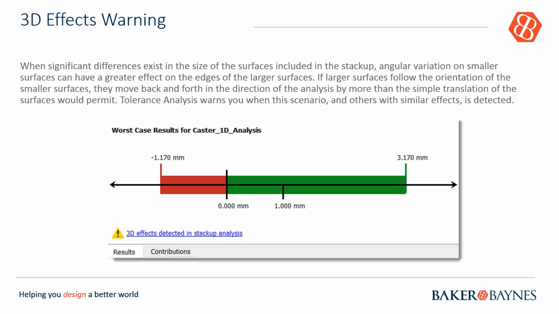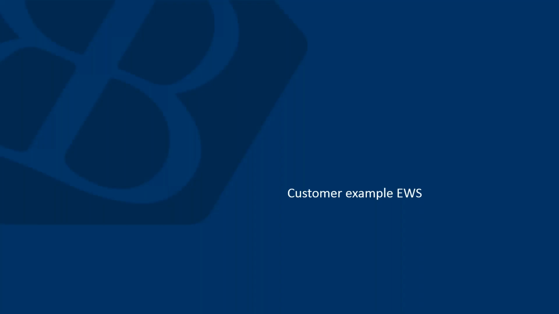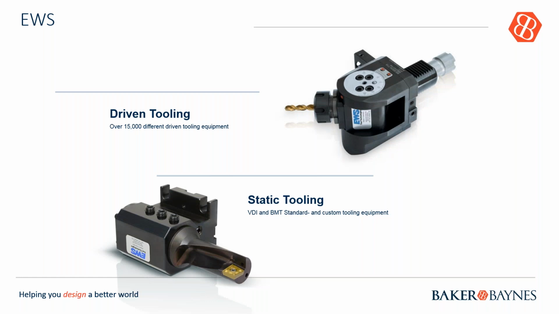There's a customer example which has been conducted by Autodesk, and I thought it's really great to show what happens and what the team at EWS do. They've got two different types of machines: one's a static tool, one is a driven tool. On the driven tool, there are over 15,000 different tooling equipment that they have available, as well as in the static tool, a custom tool equipment that can be used.